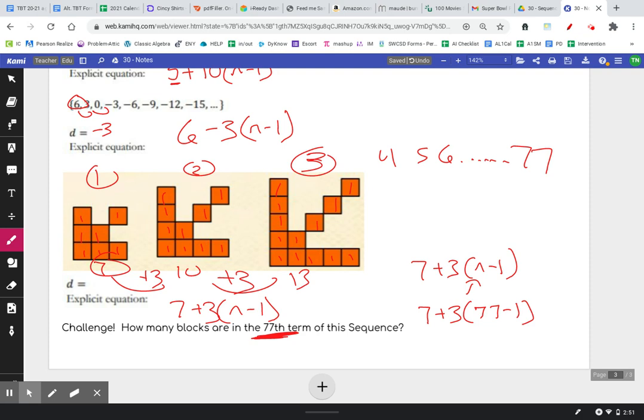PEMDAS tells us do 77 minus 1 first. So I'm going to see 7 plus 3 times 76. Okay, I'm going to go ahead and do 76 times 3, and that's going to get me 228. 7 plus 228 is 235. That would mean, using this formula, I could tell you that there's 235 blocks in the 77th term, or in the 77th picture. Much quicker than sitting there and drawing out pictures.